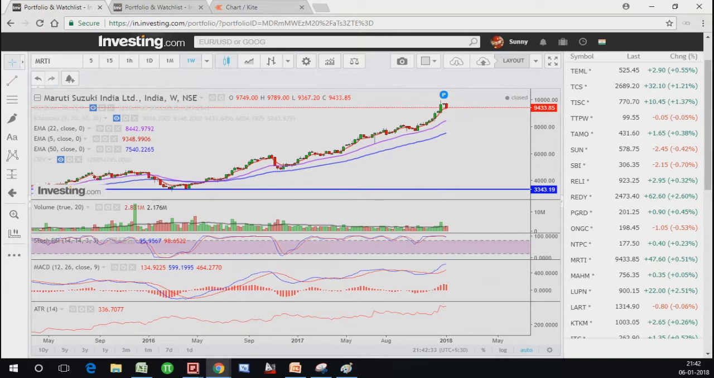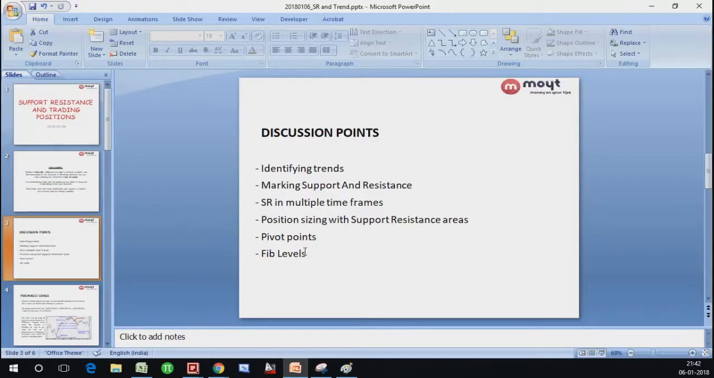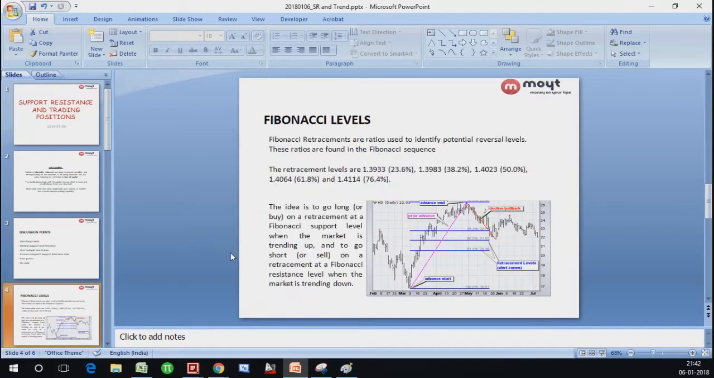So moving on, there are two more concepts. Quickly, I would cover. Maybe I have digressed too much. Fib levels and the pivot points. So first, let us discuss fib levels.